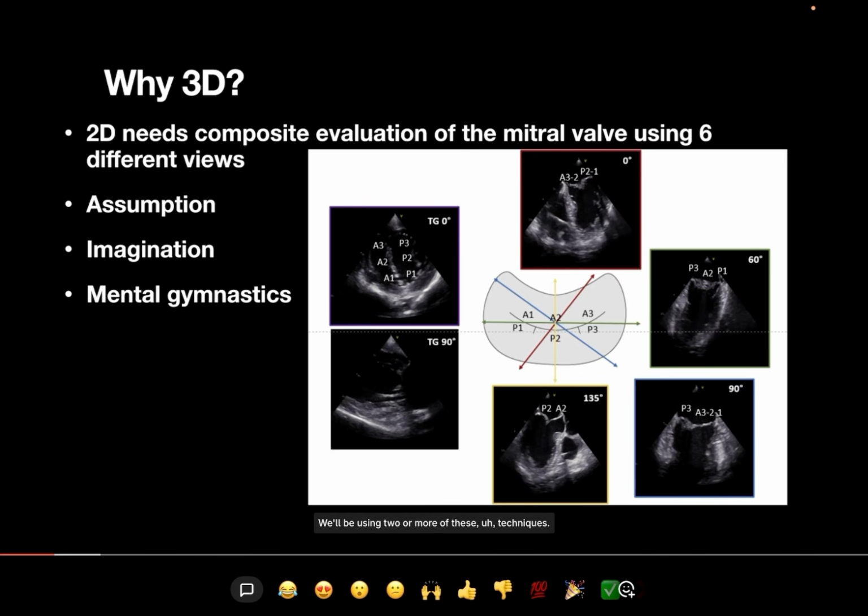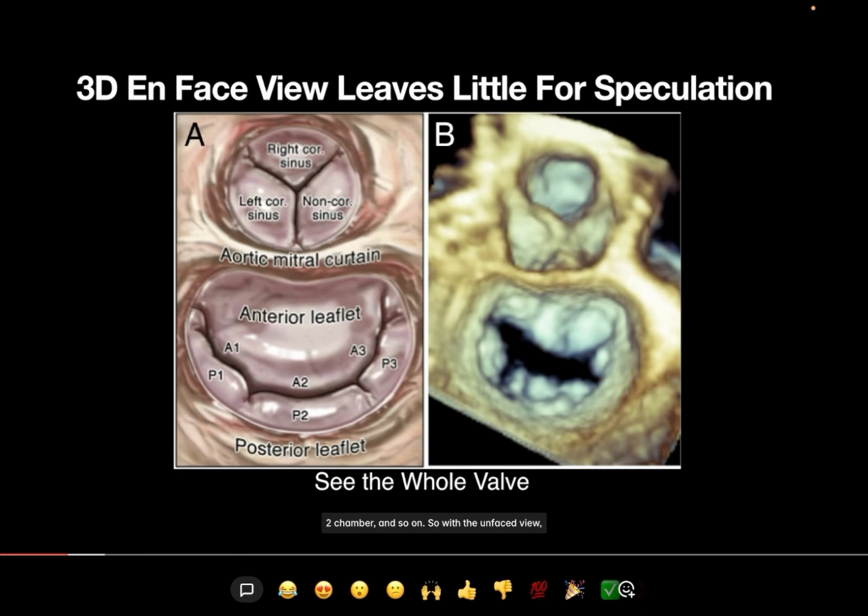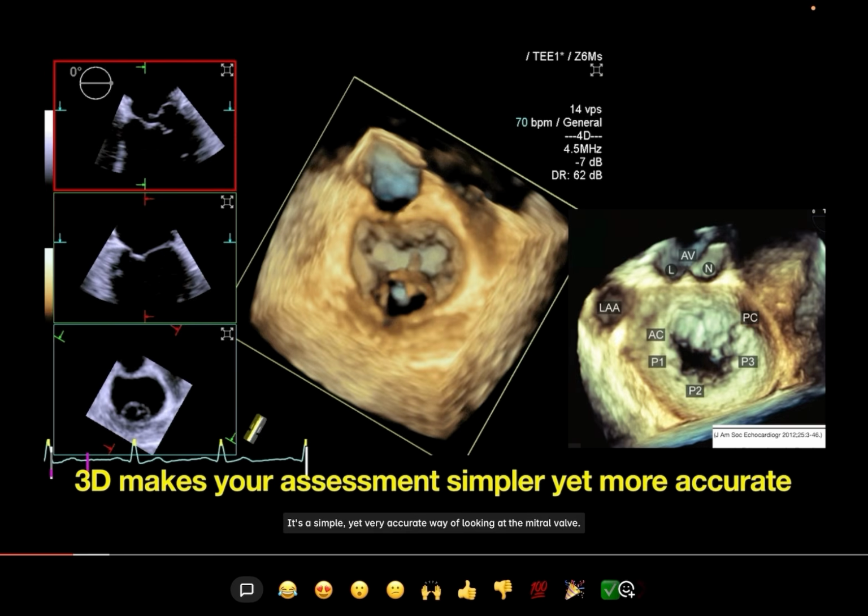With 2D, we'll be assuming, imagining, using mental gymnastics, trying to find out which valve and where it is involved. We'll be using two or more of these several views. Could be 5-chamber, 4-chamber, commissural, long axis, and then could be basal short axis and transgastric 2-chamber, and so on. So with the en face view, there's very little chance for speculation. It's a simple yet very accurate way of looking at the mitral valve.